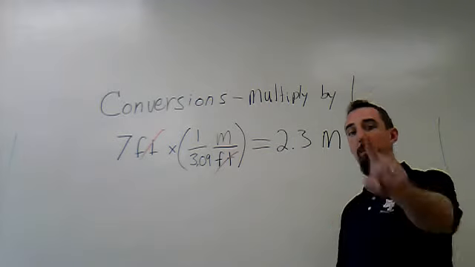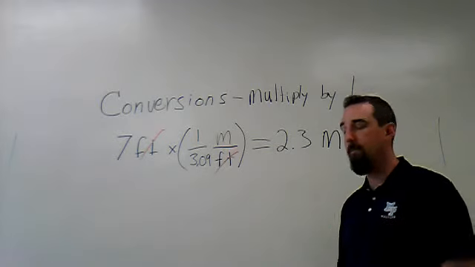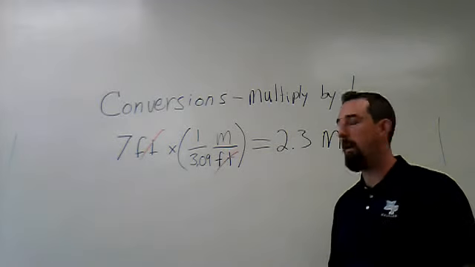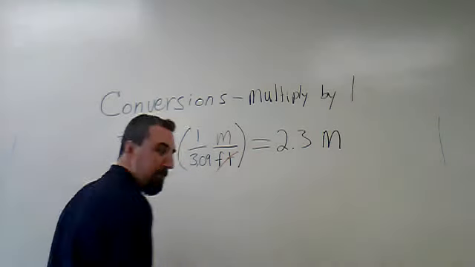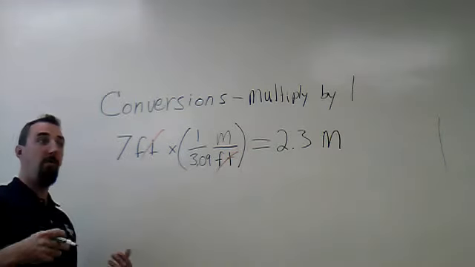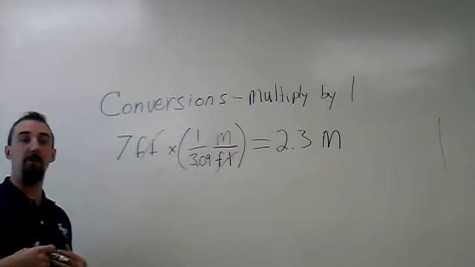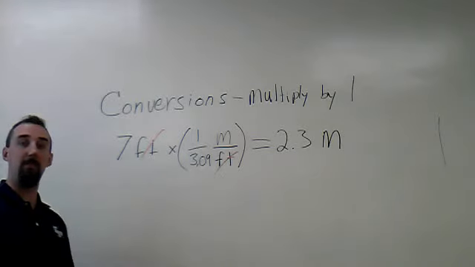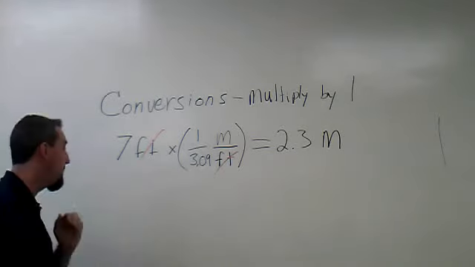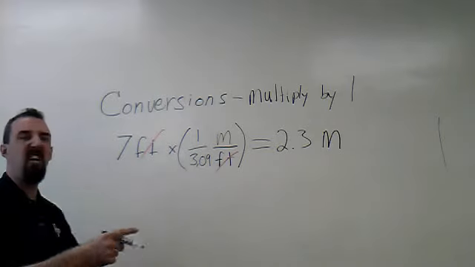Let's do one more, but we'll make it a little bit trickier. Let's try going from miles per hour into what we like to measure, meters per second. So if we're talking about velocity, speed, we want to be in meters per second. So let's flip it.